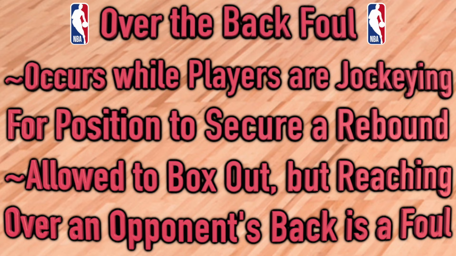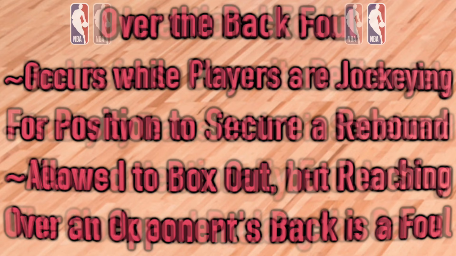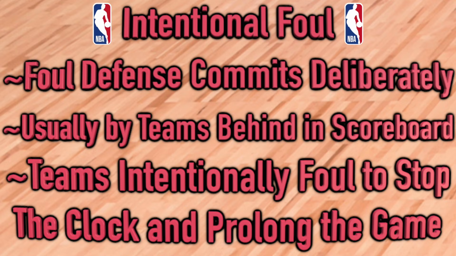Similar to that, an over-the-back foul can happen while players are jockeying for a position to secure a rebound. When a shot goes up, players are allowed to legally box out their opponents, but it is an over-the-back foul if they make illegal contact by reaching up and over an opponent's back. And finally, we have the intentional foul, which, like the name suggests, is a foul that the defense commits deliberately.